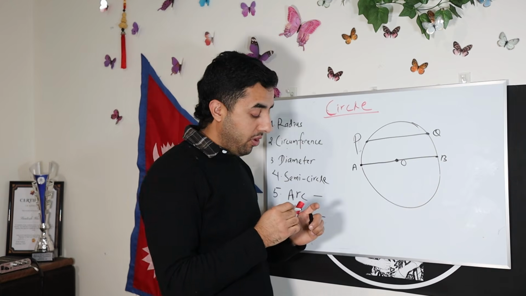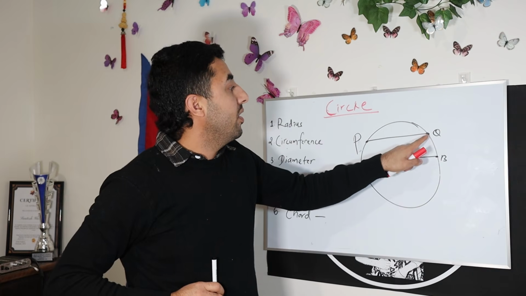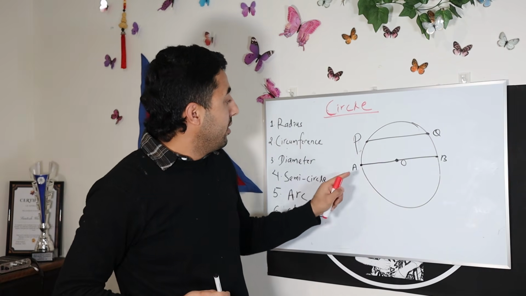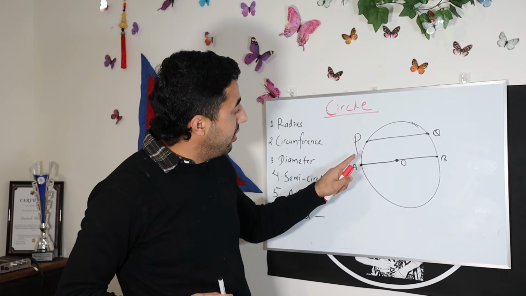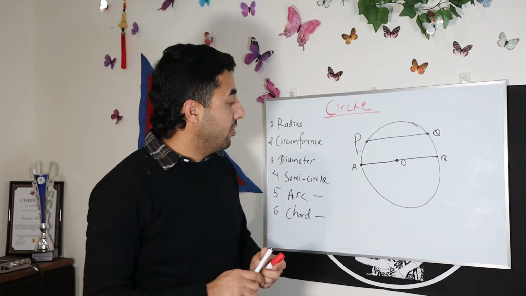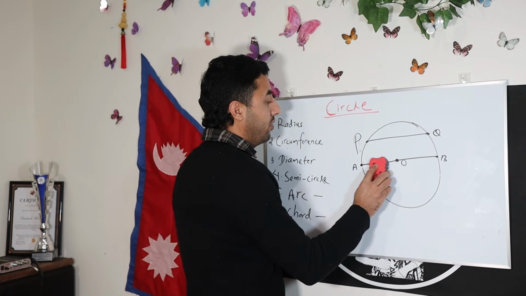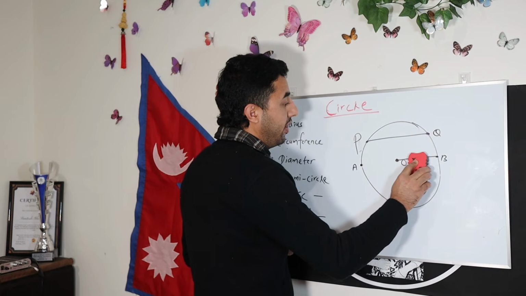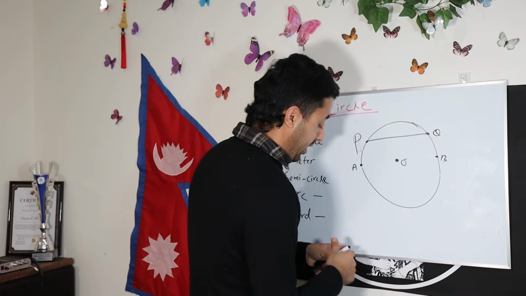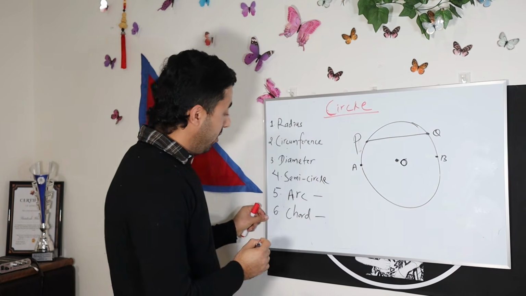Chord means the line which touches any 2 points on the circumference of the circle is called chord. That means the diameter is also the chord of the circle. Diameter is the longest chord of the circle. Okay, so chord is also a most important thing we need to know, because we're gonna use this chord in our theorem later. Okay, so chord is done.